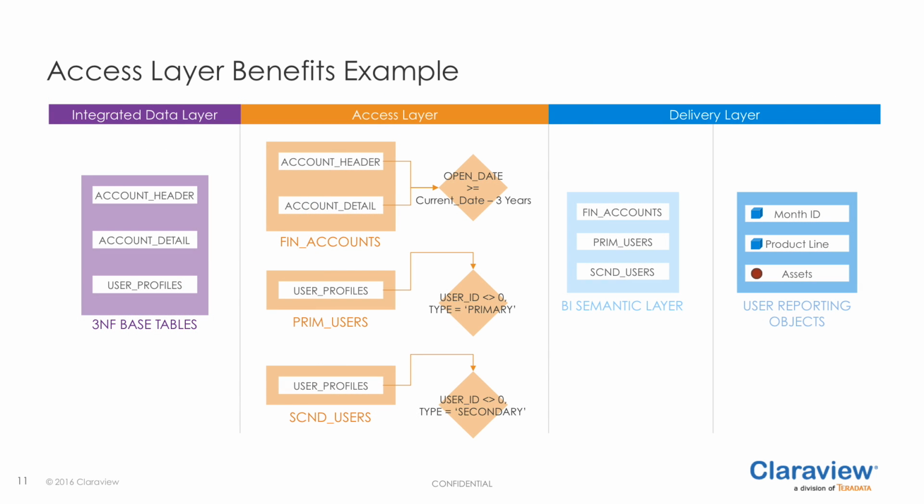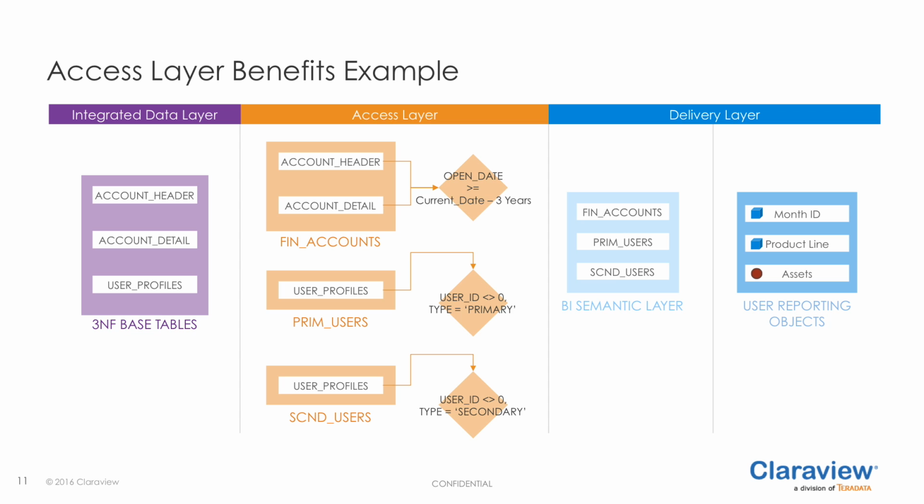Let's start with the column on the left in my integrated data model. I have account information held in two fact tables, header and detail, and a set of user profiles loaded into one dimension and split by type. These are modeled in third normal form. Moving to the access layer, I start applying my business rules.